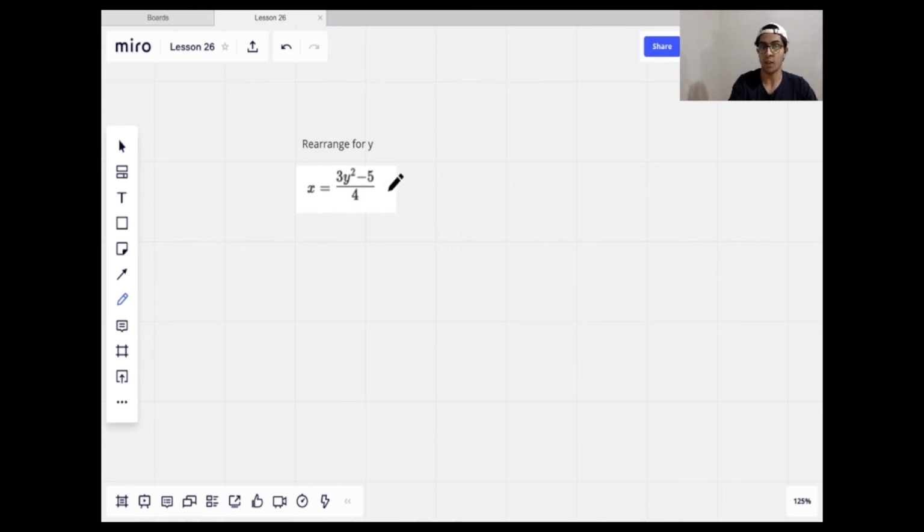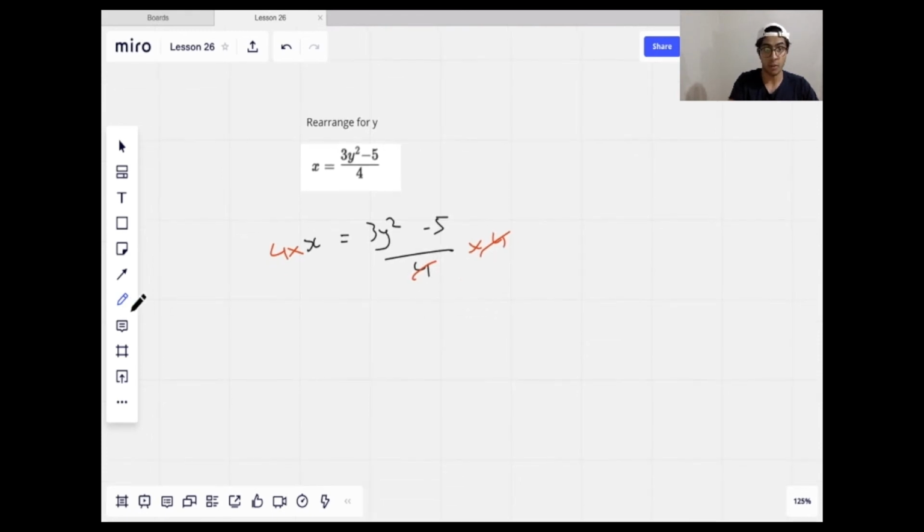So if we times both sides by 4, so we have x is (3y squared minus 5) all over 4. We times both sides by 4. Well, we'll get rid of this, right? Because again, we're dividing by 4 then timesing. So we're left with, on the left, 4x is equal to 3y squared minus 5.